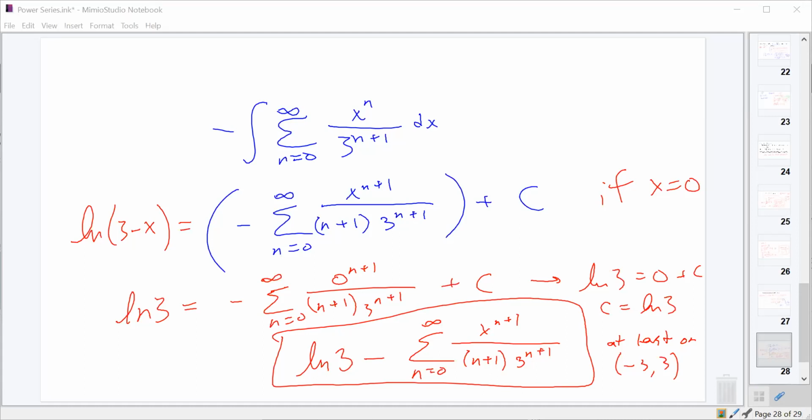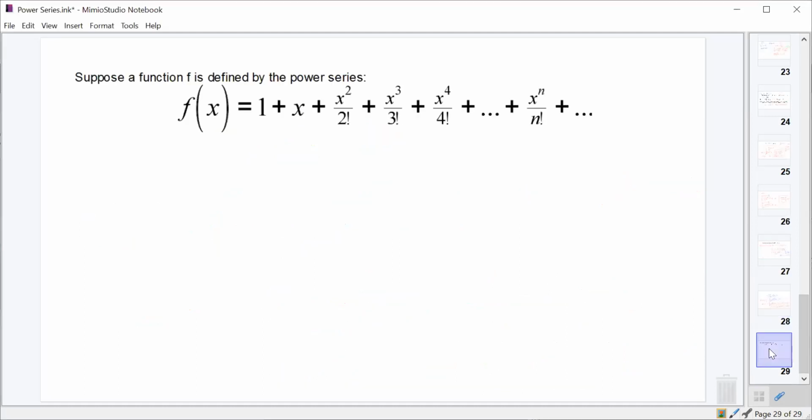All right, one last thing for today, and then we'll be done with all of the real basic stuff with power series, and we're going to move into some more complicated series stuff. So let's say we've got this function defined by this power series: 1 plus x squared over 2 factorial plus x cubed over 3 factorial plus x to the 4th over 4 factorial and so on. It's the sum from n equals 0 to infinity of x to the n over n factorial.